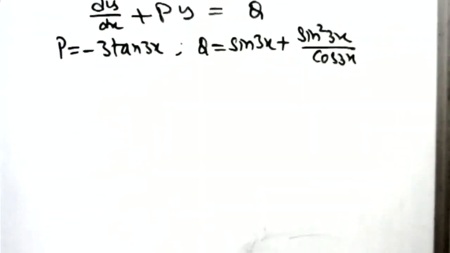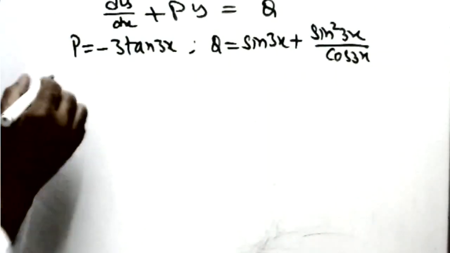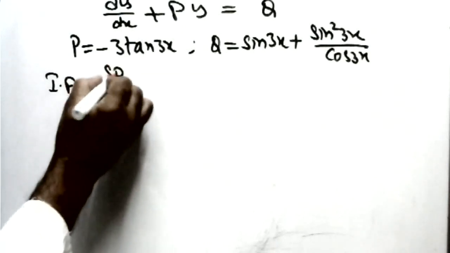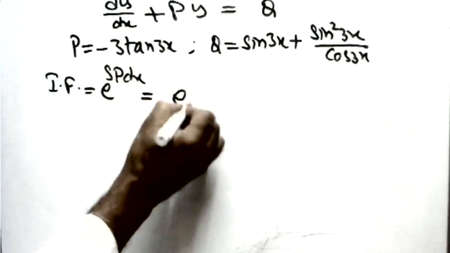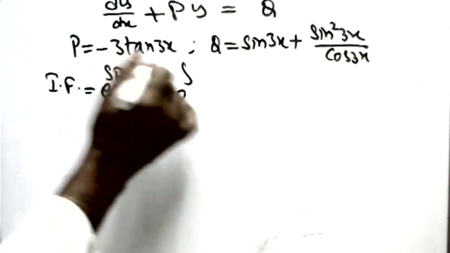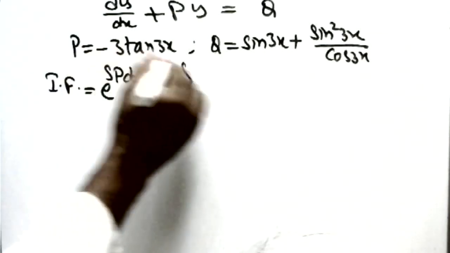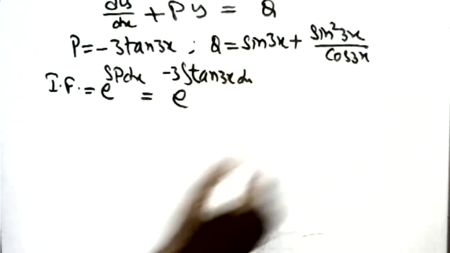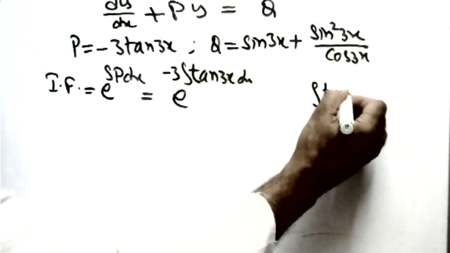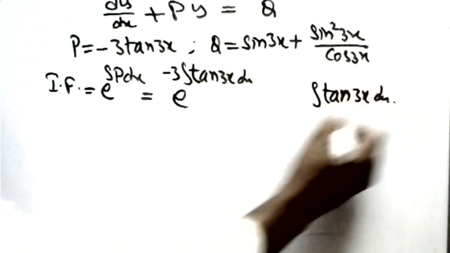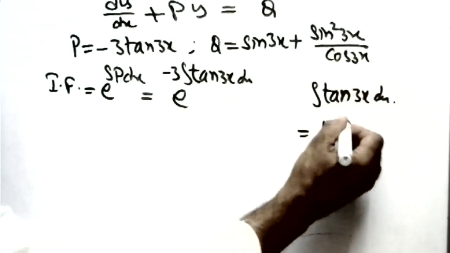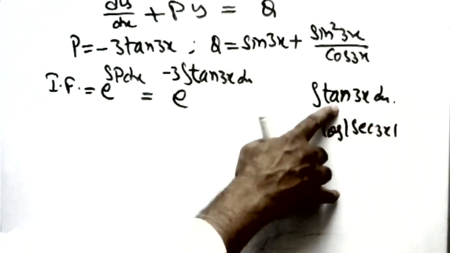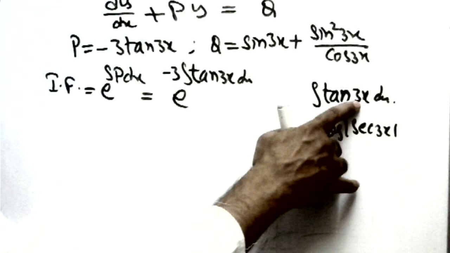Now we got the first step. Now the first step is we have to find the integral factor. The formula of integral factor is e to the power of integration p dx. What is the value of p here? Write this constant outside, tan 3x dx. Now watch carefully. Just now we discussed integration of tan will be log of secant 3x.